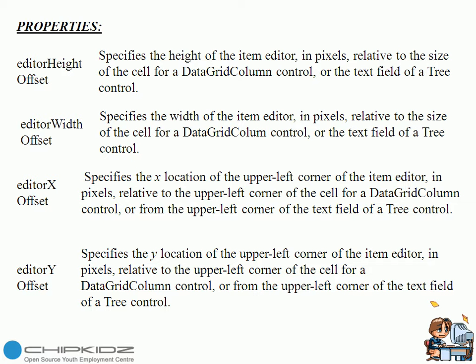Editor x offset specifies the x location of the upper left corner of the item editor in pixels relative to the upper left corner of the cell for a data grid column control, or from the upper left corner of the text field of a tree control. Editor y offset specifies the y location of the upper left corner of the item editor in pixels relative to the upper left corner of the cell for a data grid column control, or from the upper left corner of the text field of a tree control.